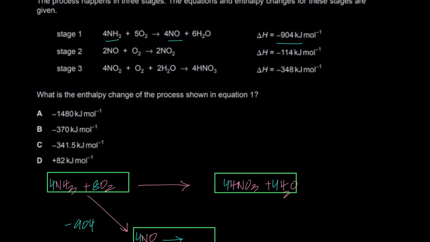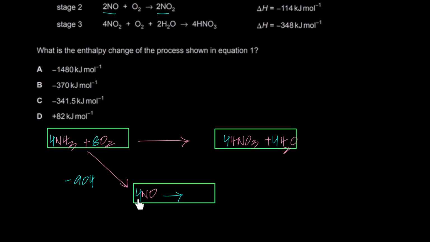And then this 4 NO further gives me how many NO2s? See, you're given 2 NOs, and 2 NOs give me 2 NO2s. So if you have 4 NOs right here, it should give you double, right? So 4 NOs give me 4 NO2s. And what's the enthalpy change for it? The enthalpy change right here is minus 114 for 2 giving you 2, but if 4 gives you 4, the enthalpy change would be double, right? So it's minus 114 times 2.